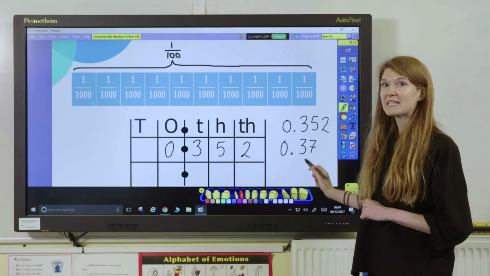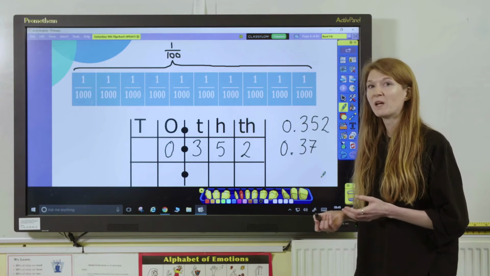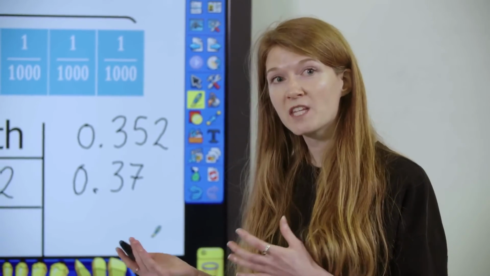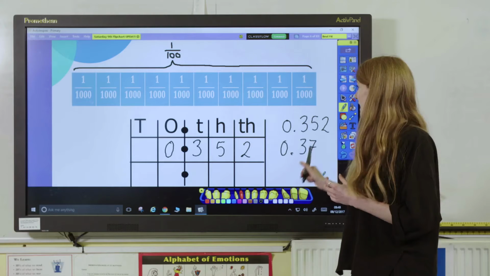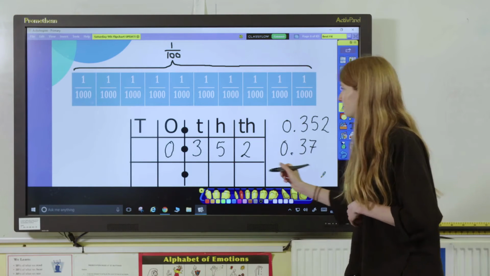Now, a common misconception when pupils are asked to compare decimal numbers is to assume that when a decimal number has more digits, it's going to be larger. But that's not always the case. So again, using our place value chart is a really good way to address this misconception. Let's compare 0.352 with 0.37.